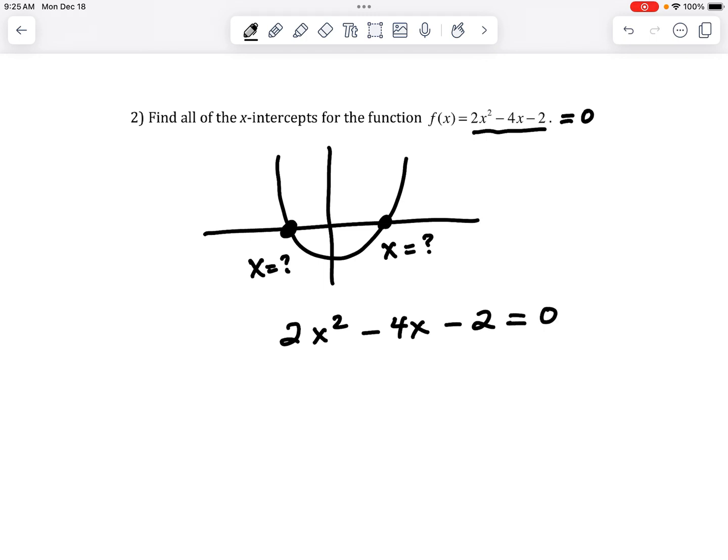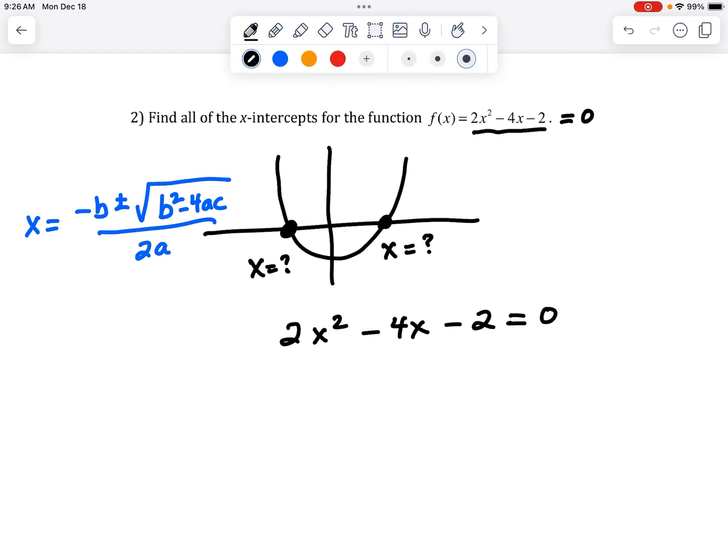All right, just as a quick reminder, in blue, the quadratic formula goes x is equal to negative b plus or minus the square root b squared minus 4 times a times c, all divided by 2a. That is a formula that we're going to use a lot in this class.